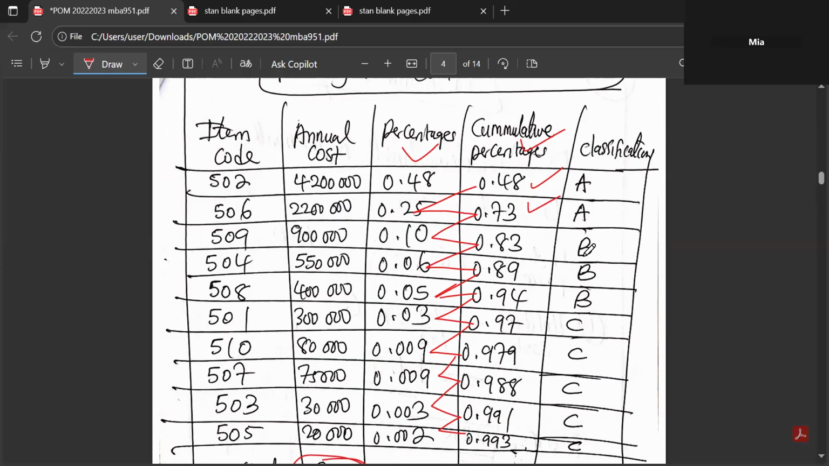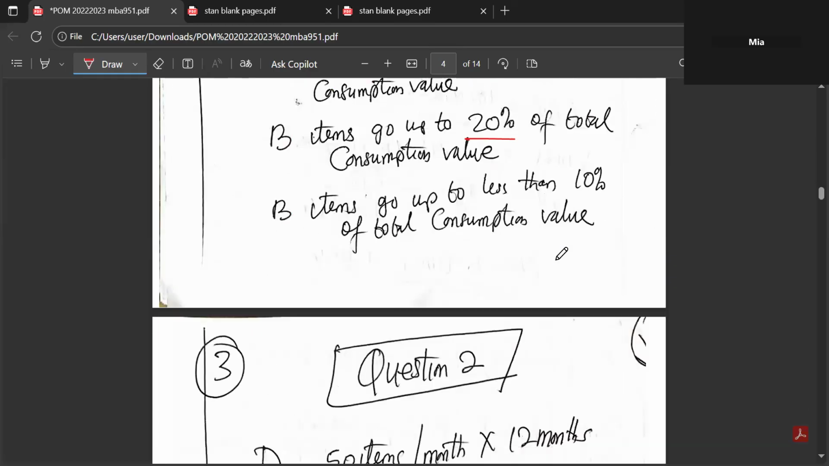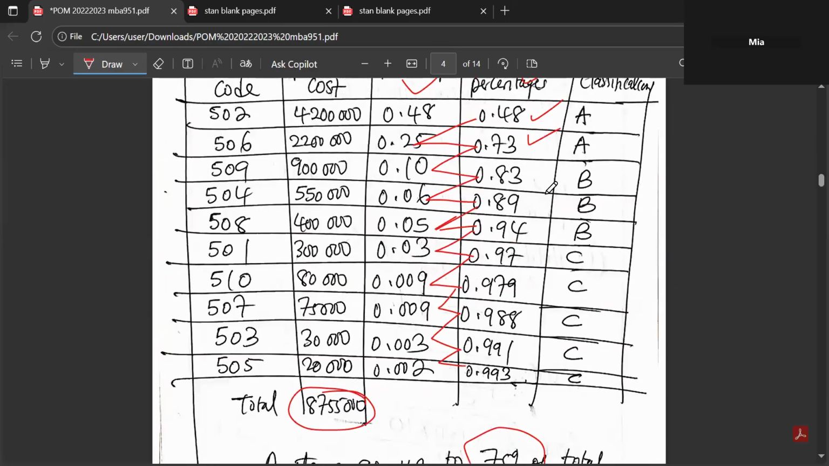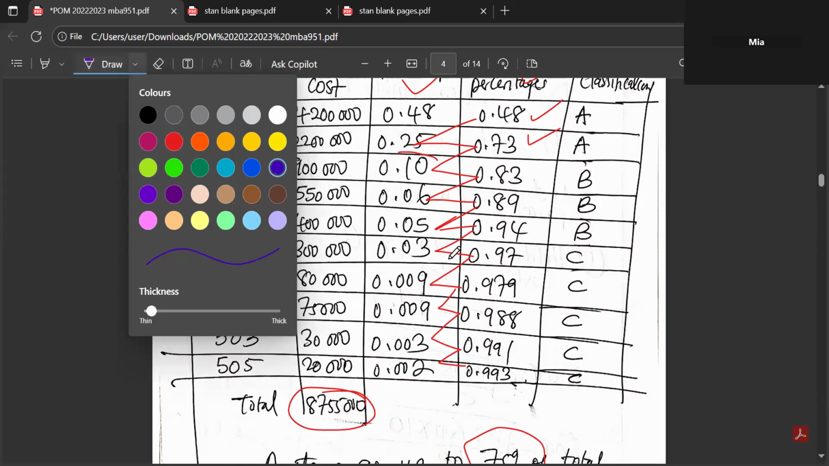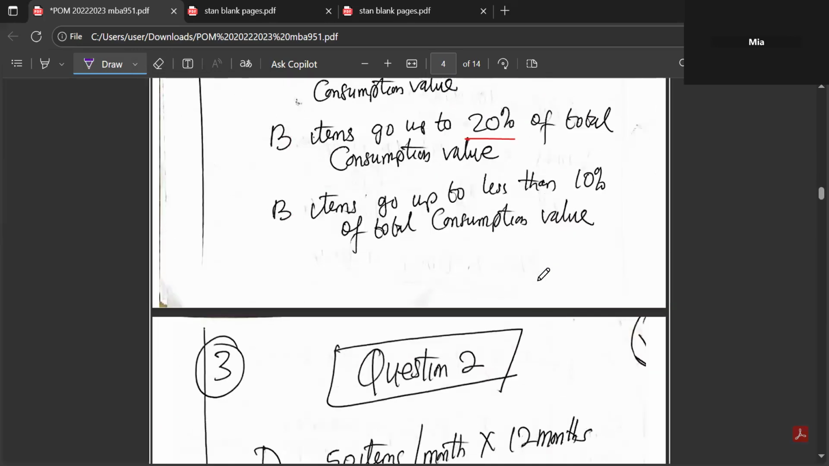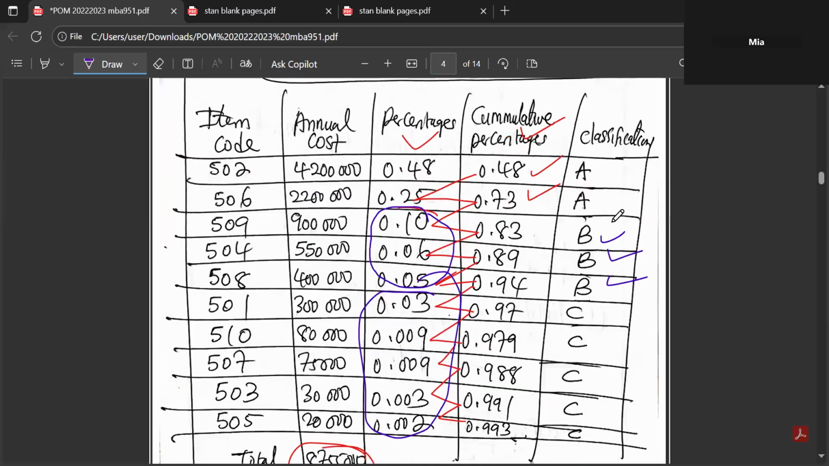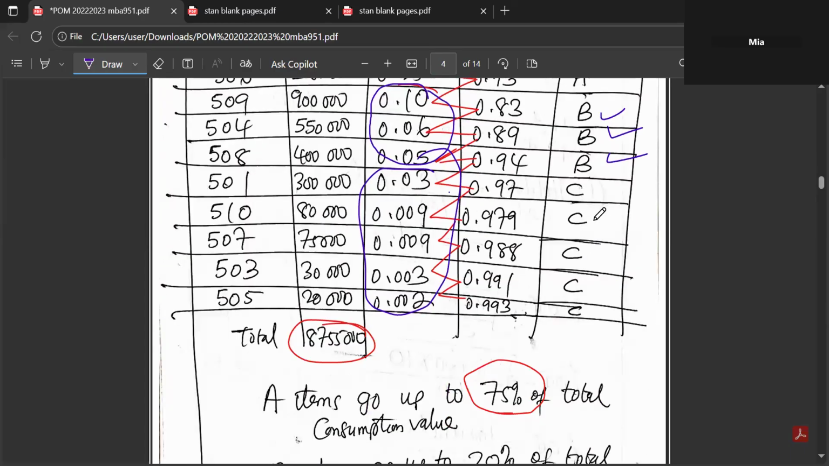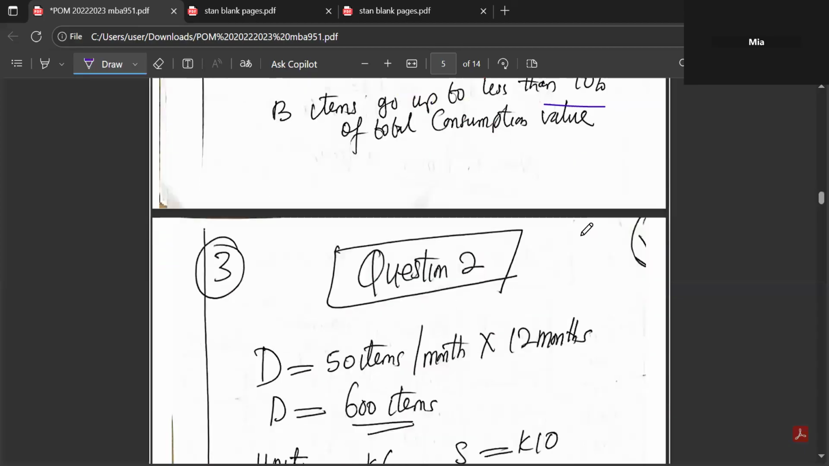And of course, B accounts for 20% of the total amount. So at least 20%, meaning you can add these three. Okay, so we can add these three and see that these are item B. And then the rest here account for less than 10% of the total amount. So this is the C classification. So this is how question one was all about.